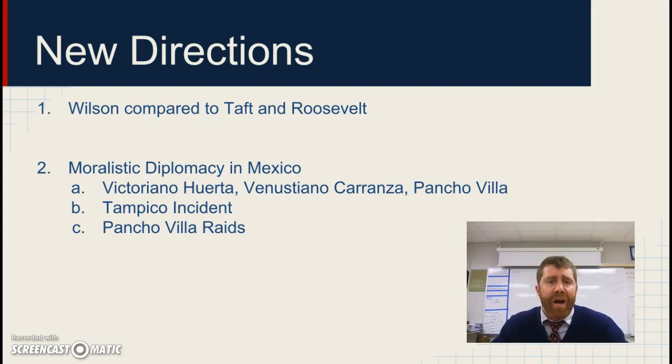If he recognized Huerta's regime and legitimacy as president, this would go against his whole idea of what moral diplomacy stood for. He wants to recognize democratic institutions and democratic leaders. So therefore, when he doesn't recognize Huerta, Wilson's going to allow American arms to go to Huerta's rivals, Carranza and Pancho Villa.